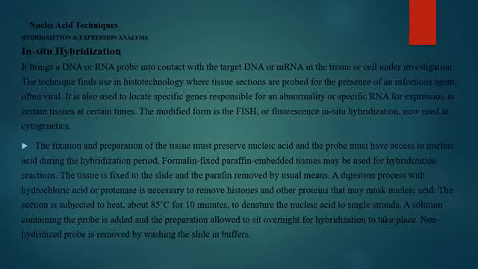The section is subjected to heat, about 85 degrees Celsius for 10 minutes, so that it denatures. A solution containing the probe is added and the preparation is allowed to sit overnight for hybridization to take place. Non-hybridized probe is removed by washing with buffer. Like you do for your TB slides, you are trying to stain the acid-fast bacillus. You stain with something, you wash off the remaining. So it's using a similar technique or understanding to do this fixation and preparation of the tissue.